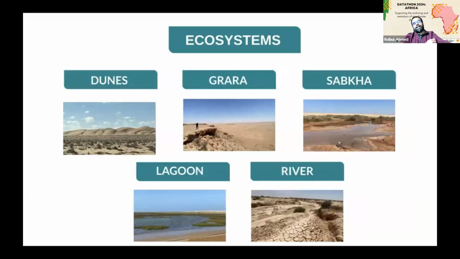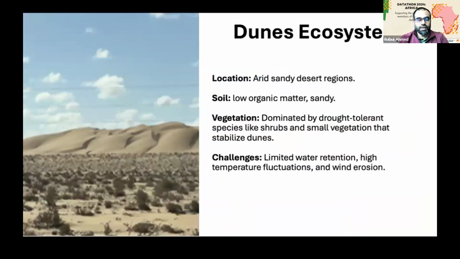Now, as I said, there are different ecosystems. We selected 5 different ecosystems. The first one was dunes, then Gara, Sebkha, lagoon, and river. And I will show you how they are really different. So let's talk about the dunes ecosystem. Dunes, we all know, are sand dunes. So it is dominated by moving sands. It's a very windy, erosive area with low organic carbon matter, and you barely find plants there. And even where you find them, there are only 1 or 2 types of plants surviving there.